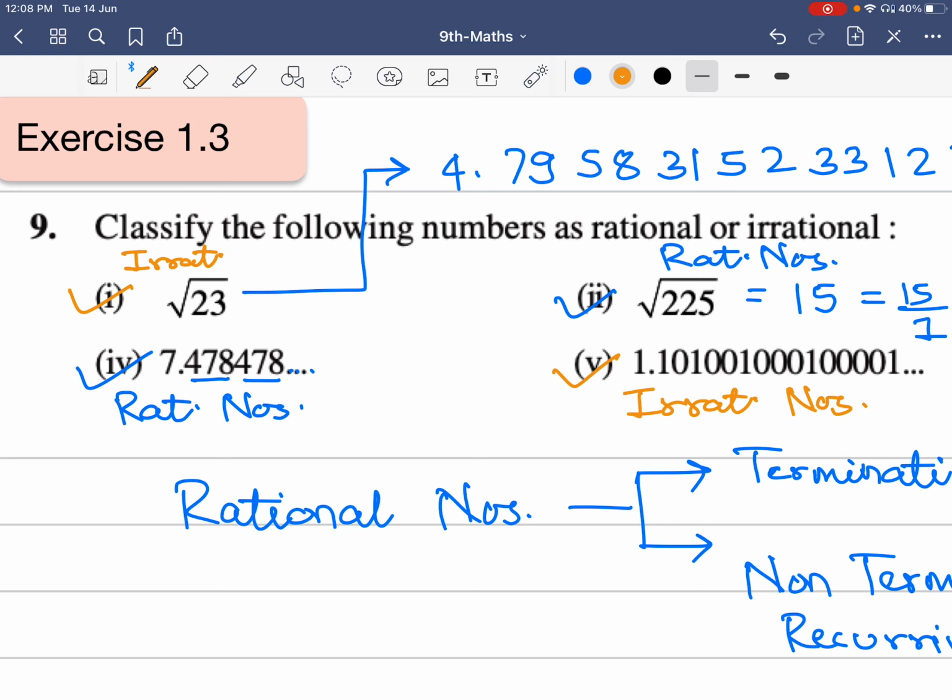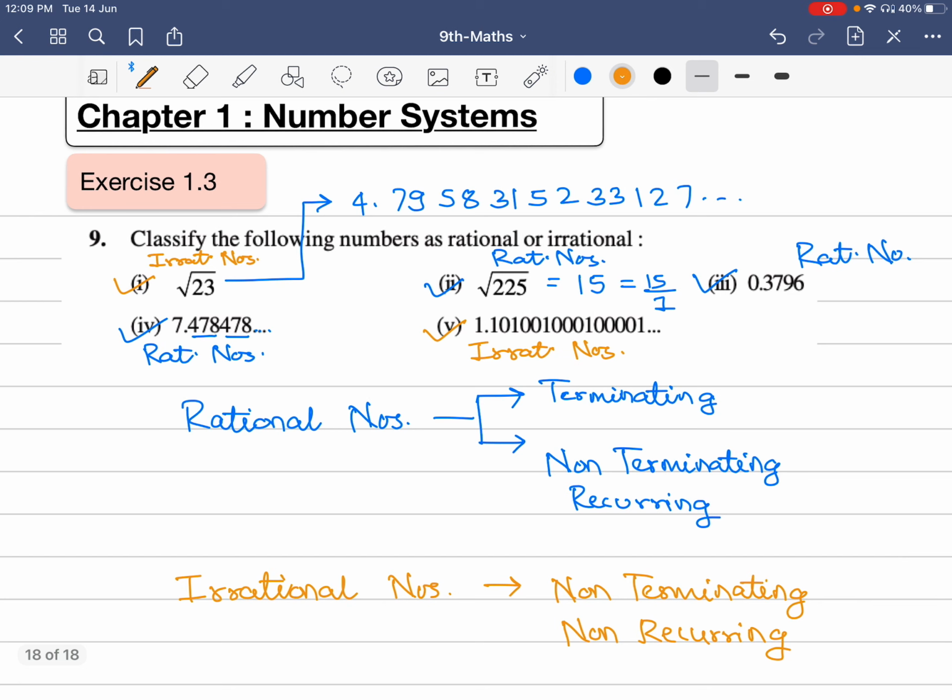Thus we have classified the given numbers as rational or irrational. There are two irrational numbers, the last and the first one, and these three, the second, third and fourth, are rational numbers.